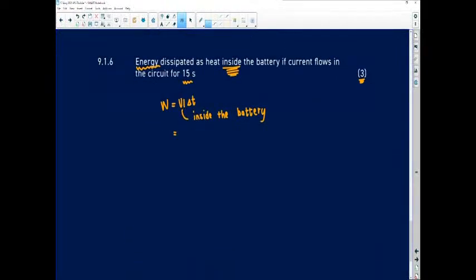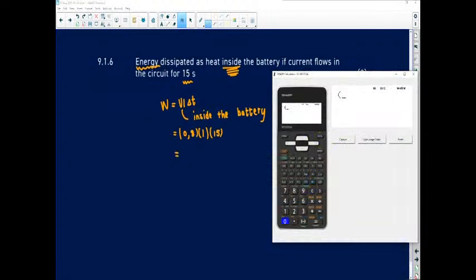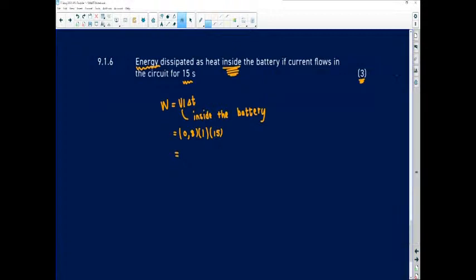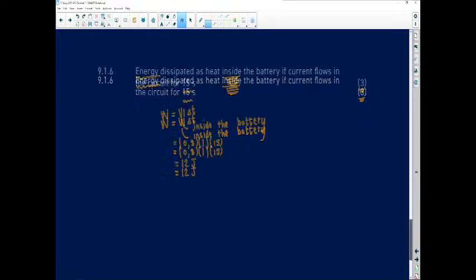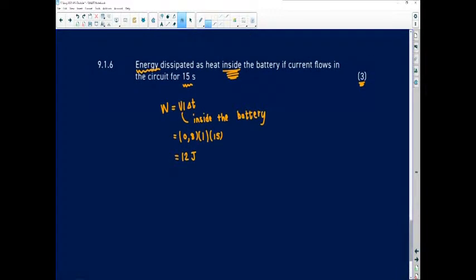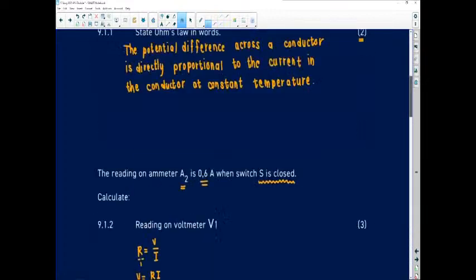So in this case, my V will then be 0.8, my current will be a 1, and then the time is 15 seconds. Luckily, it's already in seconds, so you're just going to plug that in exactly as it is. So I'm going to have 0.8, I don't have to put the 1, and I have to put the 15, and therefore I get 12. And that will then be 12 joules, and that is then for 3 marks. So that one was a bit easy. I didn't try it in any other method, but that is the way I would have done this one.